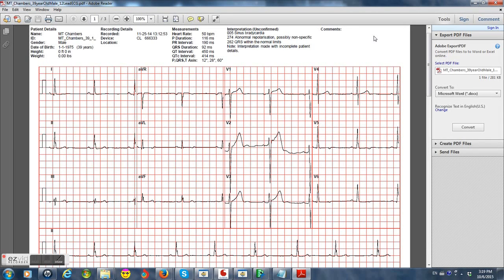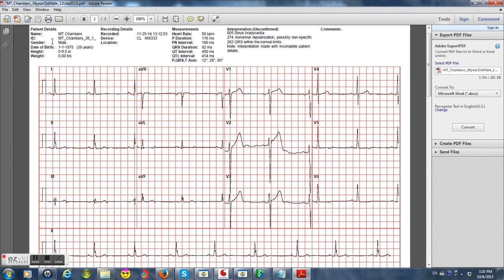Okay, welcome back, folks. This is our second video having to do with snapshot 12 lead ECGs. And this is a 10-second ECG from a patient. We named him MT Chambers, you'll see there at the upper left. And he's a 39-year-old male. That's not his real name, and you'll see why we named him that at a later time.